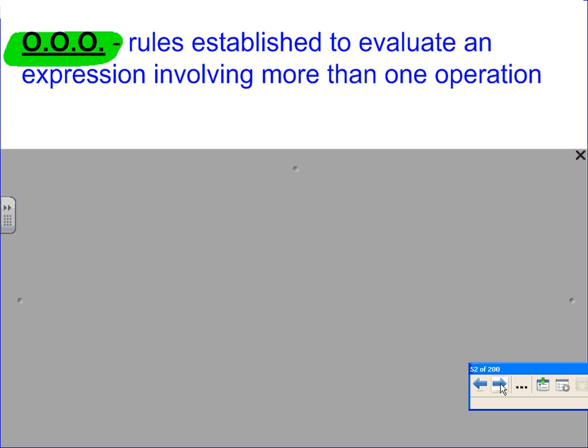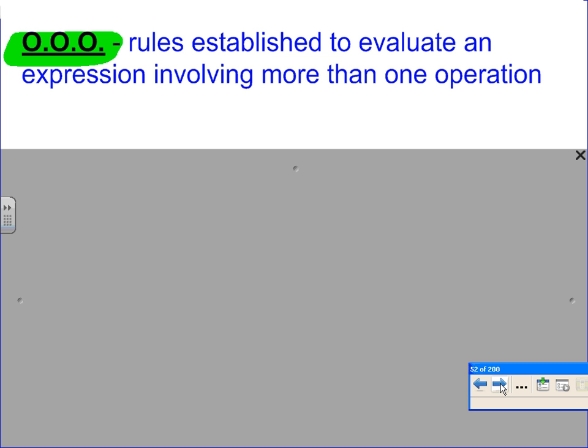So right where number 7 is, where all those steps are, write OOO, and we're going to write down the definitions. Definition. Right next to where it says the order of mailing a letter. There's a lot of space there, somewhere in there. OOO, which means order of operations, are rules established to evaluate an expression involving more than one operation.